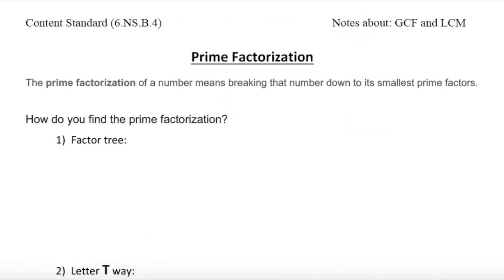First, prime factorization. We talked about it before. If you want to factorize a number like 12, you can take any two factors of 12, like 2 times 6. Now 2 is a prime number, but 6 is not. So we're going to make 6 2 times 3. Now we can write 12 as 2 times 2 times 3, or 2 squared times 3.